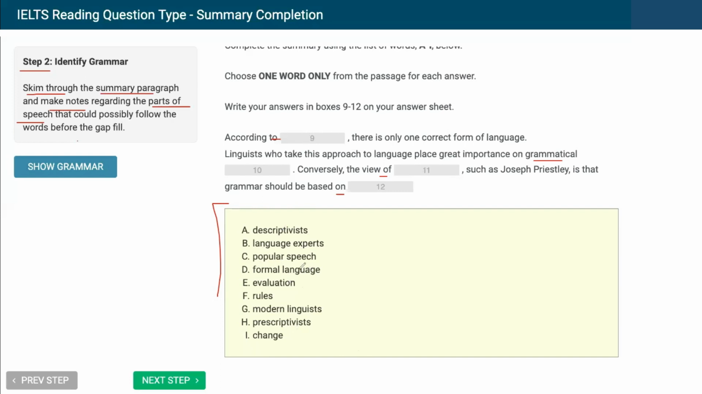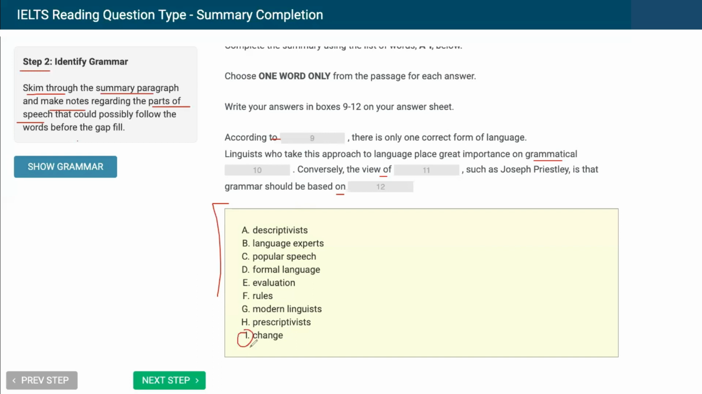So there are some phrases. So we have, for example, popular speech, but at the end of it, these are all considered as nouns. But that's okay. Step 2 is not over yet. Now, what we can also do here is look at each number and think about which options wouldn't work or which options would perhaps be a bit strange. So for example, if I look at 9, according to rules, according to prescriptivist, these would all pretty much make sense.